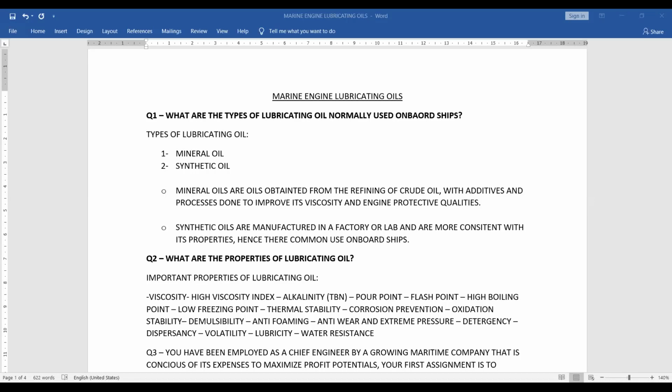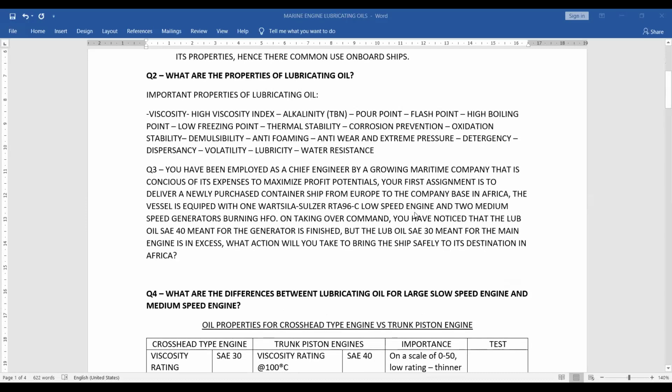So we'll go to the next one. The second question is, what are the properties of lubricating oil?